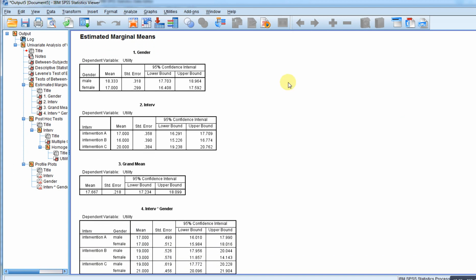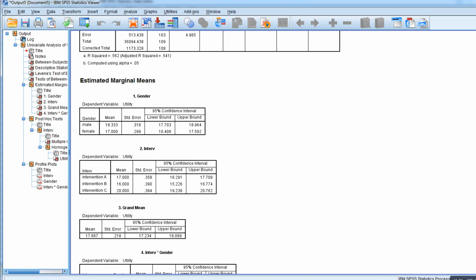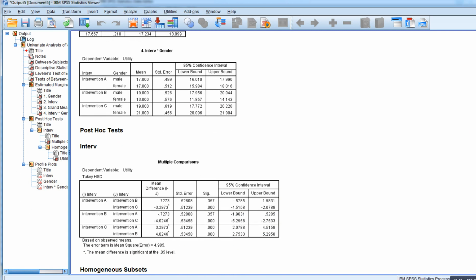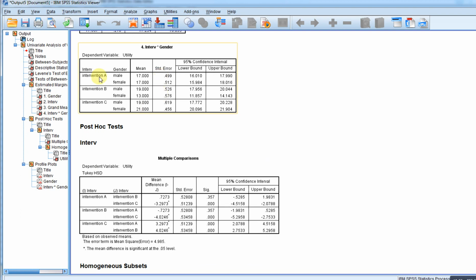So now, following, you can see estimated marginal means. So you get the grand mean down here for utility, as well as the group means for males and females and intervention. These all appear in the descriptives above, but you also get standard errors, the confidence intervals, and so forth. You also have the means and standard errors for each of the interaction or the cell effects, if you will.